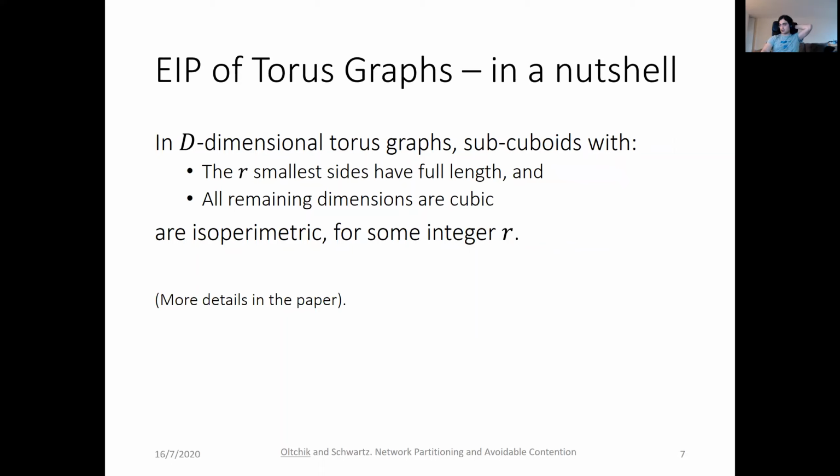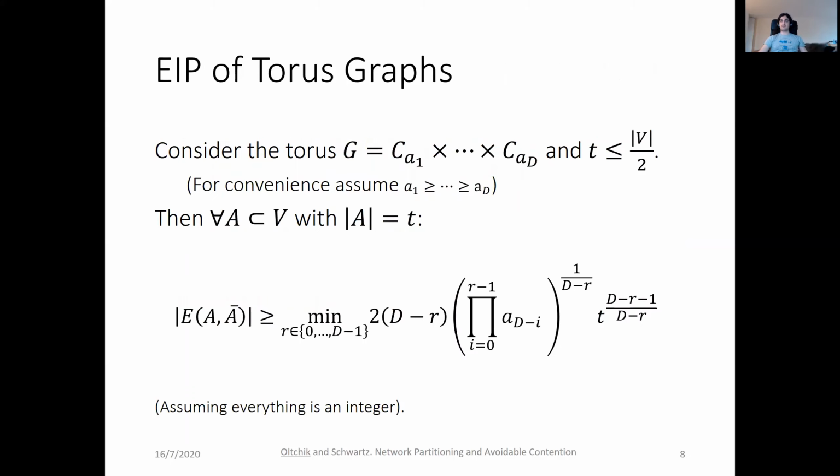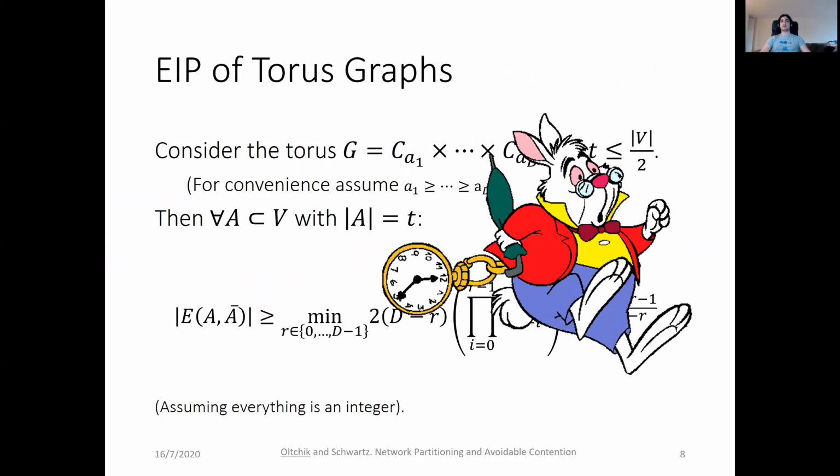So now let's quickly describe our result for the EIP of torus graphs. And this is, of course, an extremely high-level description. Our result says that in d-dimensional torus graphs, subcuboids that have their r smallest sides with full length and all of the remaining dimensions cubic are isoperimetric for some integer r. You can, of course, find more details in the paper. If you're curious to see the full result, then here it is. However, unfortunately, due to time constraints, we cannot fully discuss it here. You can see everything in the paper.